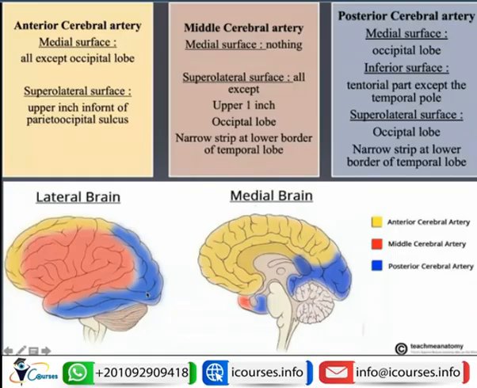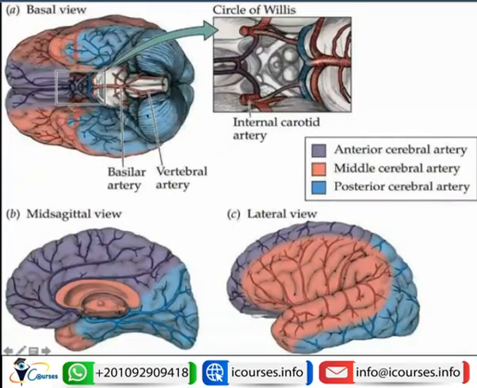So here is the blood supply of every artery and the area corresponding to its blood supply. Here it is again. So this is the medial surface. The medial surface is supplied by the anterior cerebral artery, except the occipital pole behind the parieto-occipital sulcus, and it supplies the upper inch in front of the parieto-occipital sulcus.